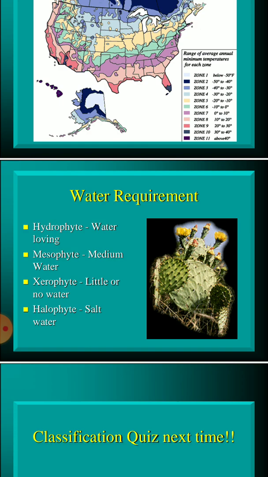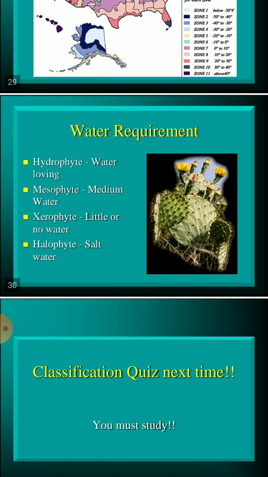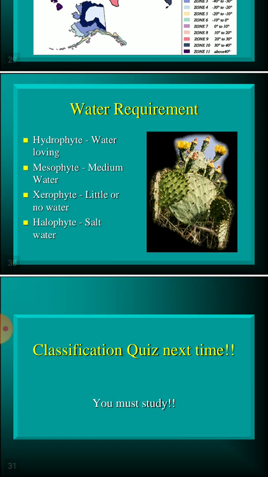Water requirement: hydrophytes are water loving. Hydro means water and phyte means loving. They grow in excess water supply. Mesophytes are medium water loving plants. Xerophytes are little or no water loving plants. Halophytes are salt water loving plants.